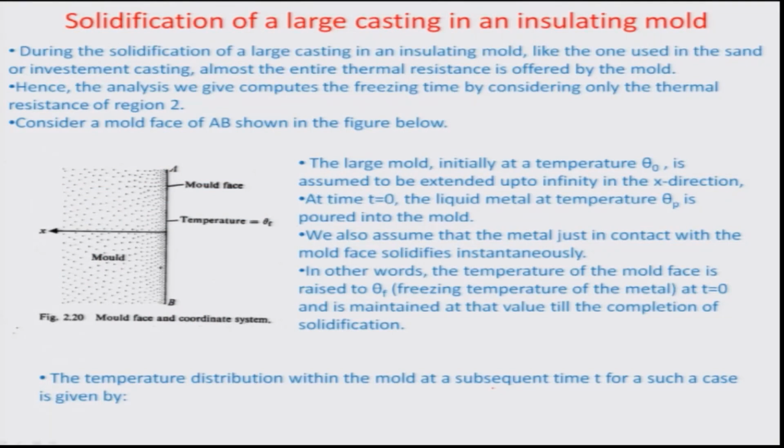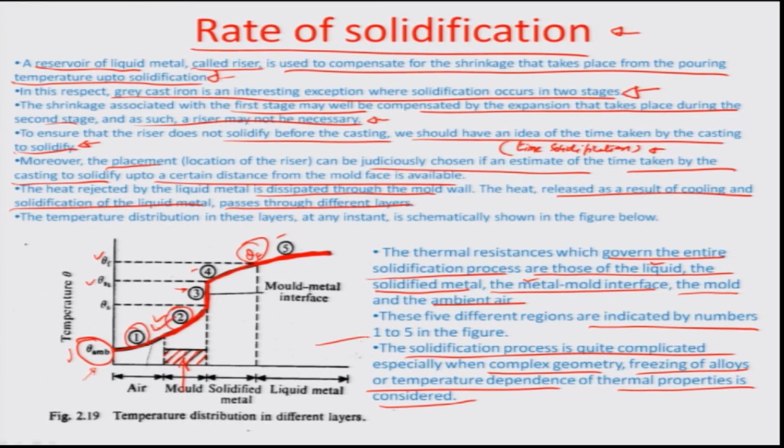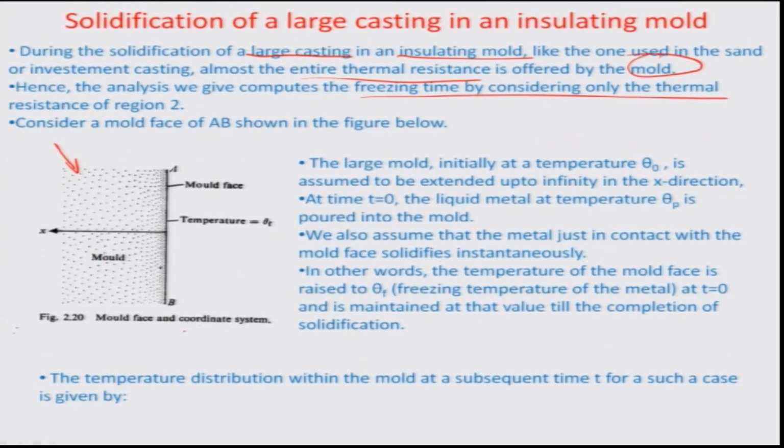Let us say during solidification of a large casting in an insulating mold, like a sand mold for example, or maybe even in investment casting, almost the entire thermal resistance in this particular case is offered by the mold itself, because the sand itself is a great heat sink. Okay. And so, whatever resistance is maximum is offered by the mold. So, the analysis we give computes the freezing time by considering only the thermal resistance of region 2 of the graph shown earlier. This is the region with the ambient air on one side, the liquid metal on the other, and a mold resistance which is the principal thermal resistance being considered.